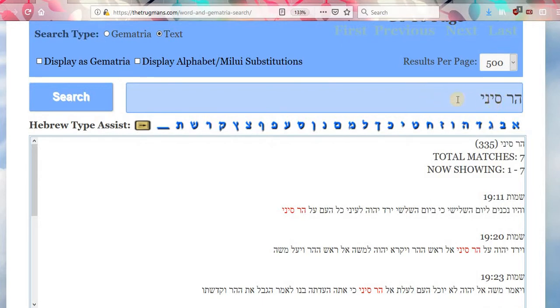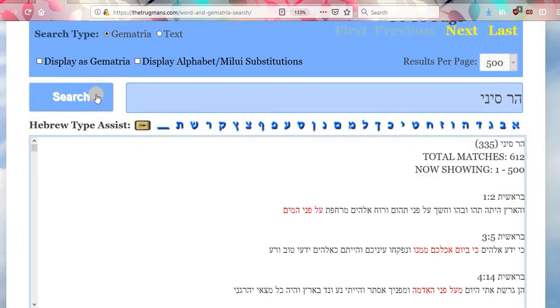And here we have Mount Sinai in Hebrew, and it has the value 335, and it exists 7 times in the entire Tanakh, just as it is. And there you see it. So let's look for how many times 335, the value of Mount Sinai, exists in the entire text. 335 exists 612 times, which we saw earlier is the value of the word covenant. And here you see all the instances of 335 highlighted in red.